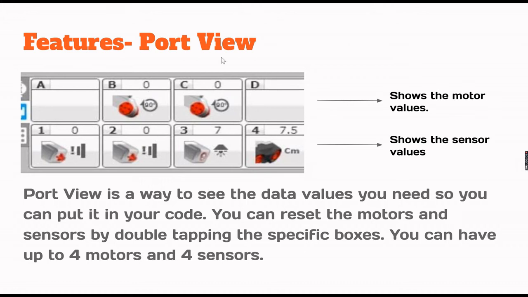As you see here, it goes A to D and 1 to 4, showing the sensors and the motors. They can either show you the motor values up here or the sensor values. And this can be used so you can put inputs into your code based on the values you get. If you double tap the number or letter, it will reset the values, so you'll know the distance or the exact values that you'll be getting. And you can have up to 4 motors and 4 sensors. Page and port view. And it'll be going a little bit more in depth on the final and last page, that is not very necessary.